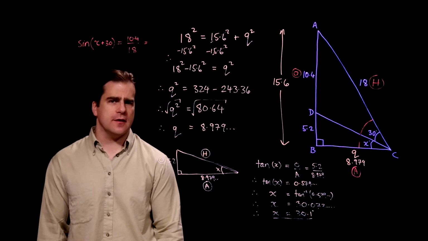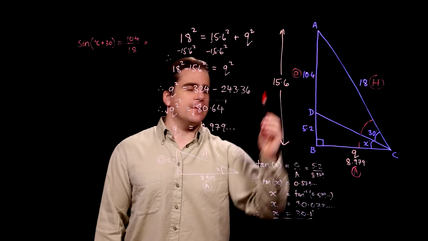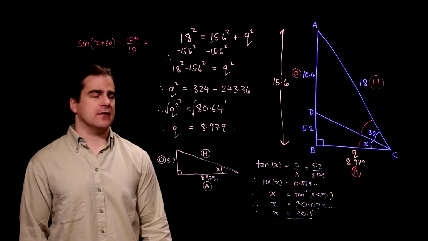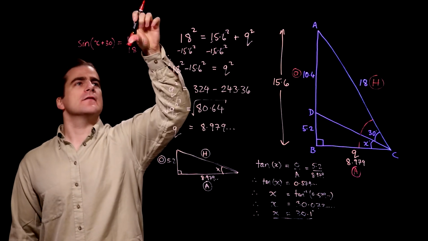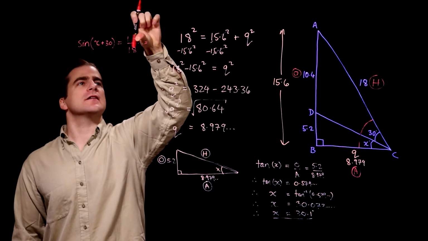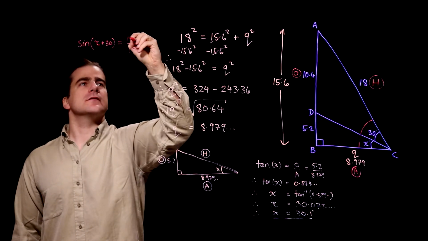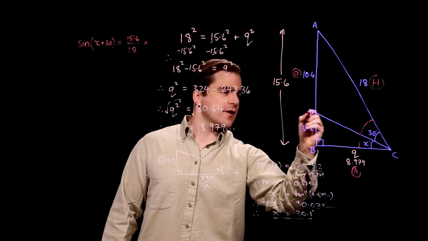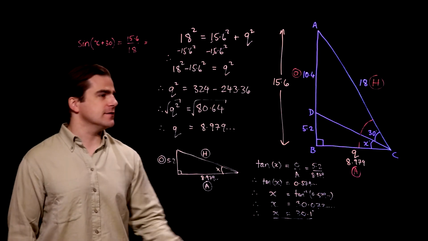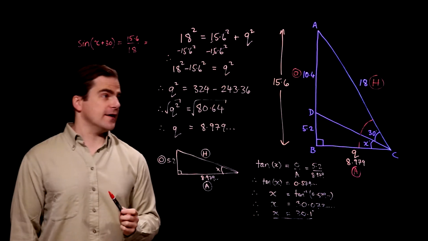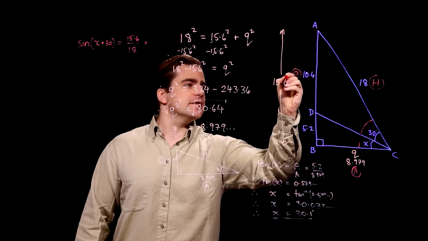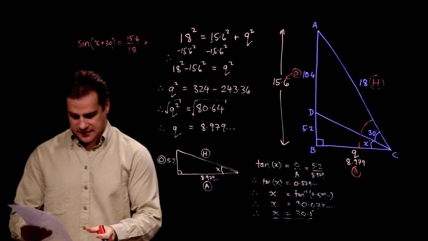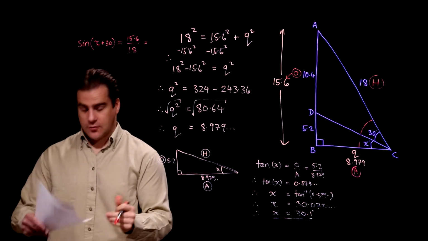Did you spot my deliberate mistake? It's not 10.4, is it? It's 15.6. That's much better. 10.4 is only up to there. Right. Oh, idiot. 15.6. So the opposite is 15.6. The hypotenuse is 18. At least I got that right. So 15.6 divided by 18 is 0.86 recurring.